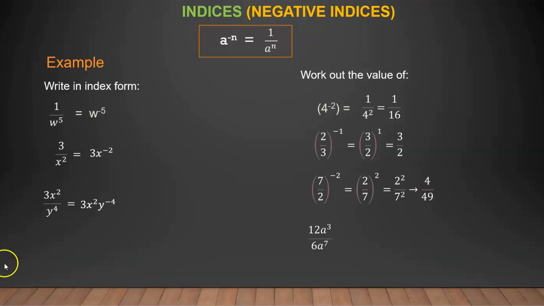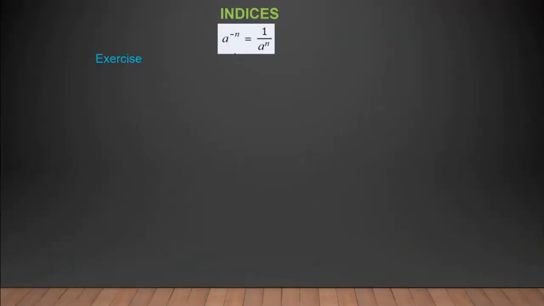Next, if you have 12a cubed over 6a to the 7th, you're going to deal with the constants first. 12 over 6 will give you 2. For the base a, you subtract the indices, 3 minus 7, which will give you negative 4. We can rewrite it in fraction form as 2 over a to the positive 4. Let's do some exercises. While you're working out, I want you to press the pause button and press play again when you're ready to see the answers.